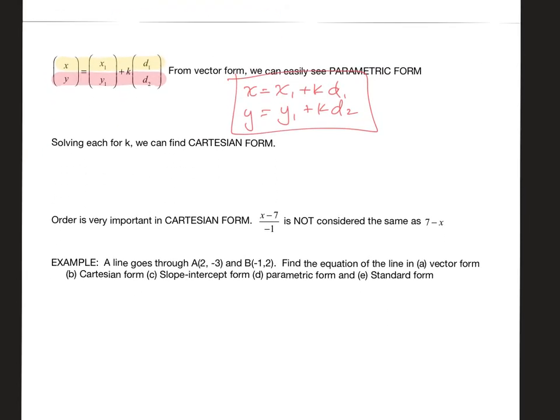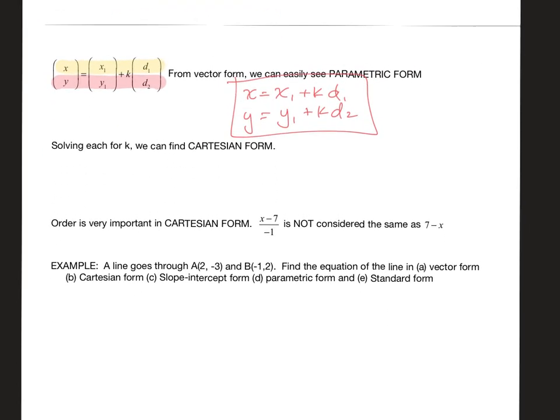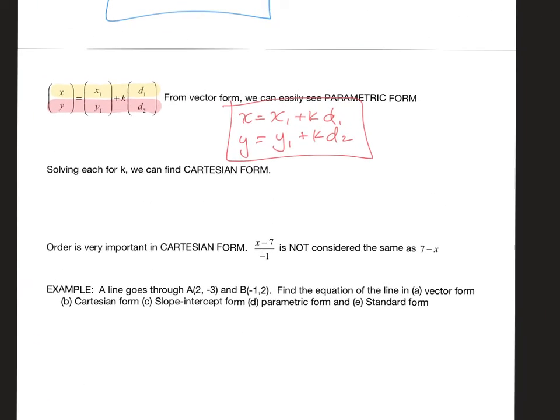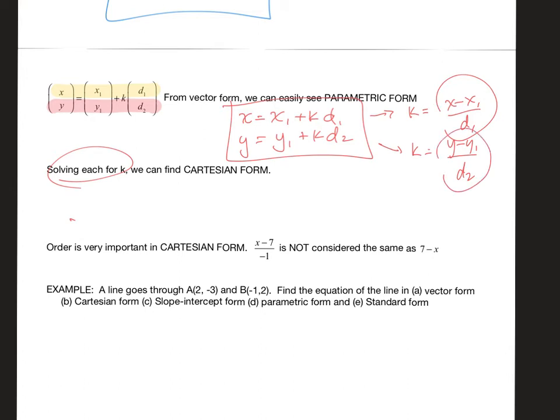And then if you solve each of these for k, that's what this is saying to do, solve for k. On this one, k would equal x minus x sub 1 divided by d sub 1. And on this one, k would equal y minus y sub 1 over d sub 2. So if this equals k and that equals k, then those two things equal each other.